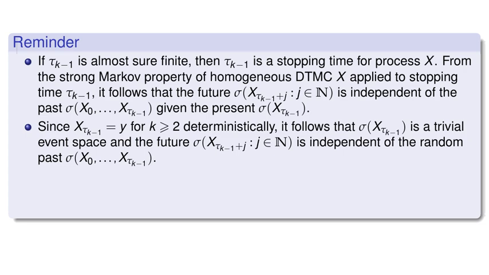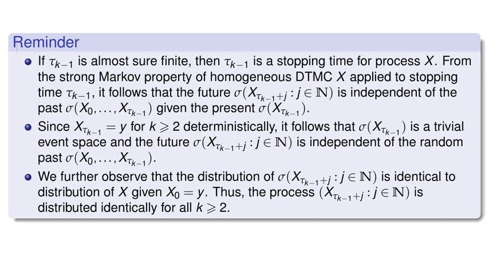Since X_{τ_{k-1}} equals y for k greater than or equal to 2, deterministically, it follows that σ(X_{τ_{k-1}}) is a trivial event space, and the future σ(X_{τ_{k-1}+j} for j in ℕ) is independent of the random past σ(X₀ through X_{τ_{k-1}}).